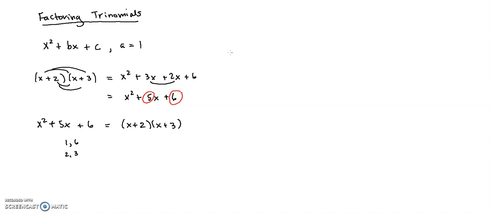Let's go through and do some of these. Let's start with positive first, and we'll do the negative one in a second. Let's do x squared plus 7x plus 10. We're looking for factors of 10, and they need to add up to 7.